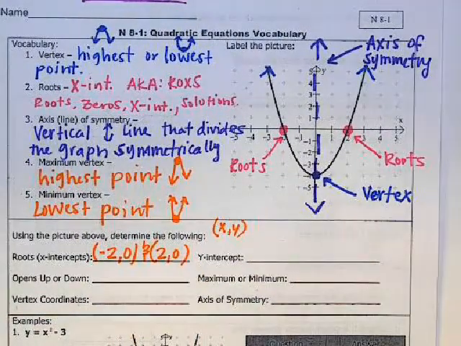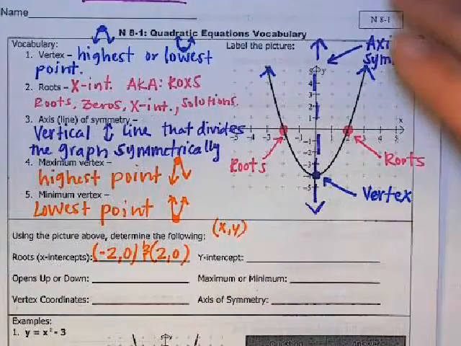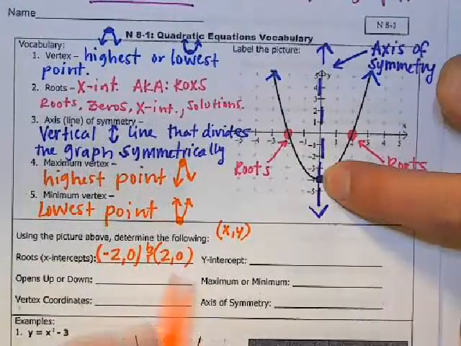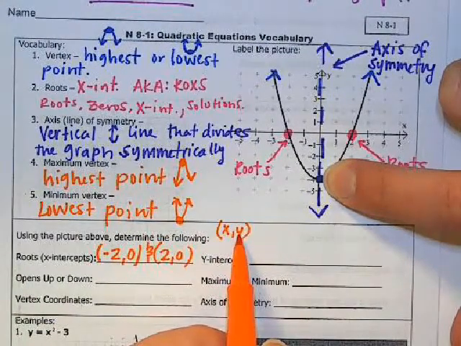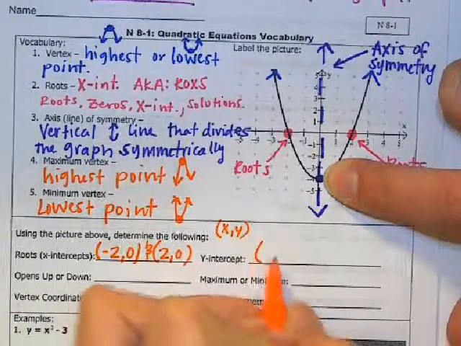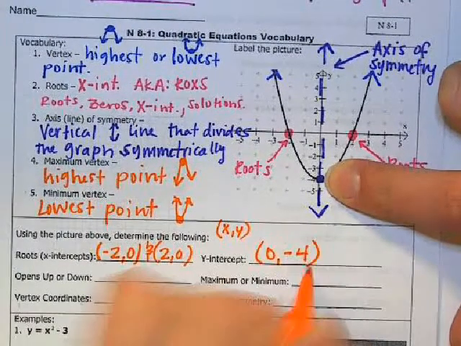Okay, look at the y-intercept. Where does it cross the y-axis? At -4, because it's the y-intercept. My -4 goes in the y spot. What goes in the x spot? 0.